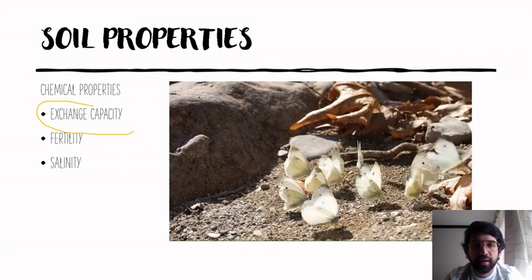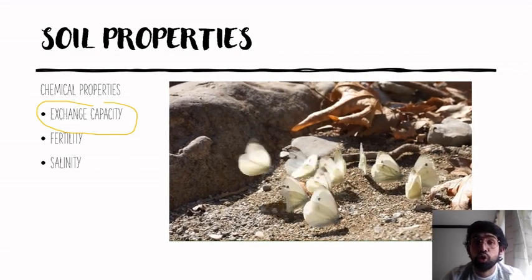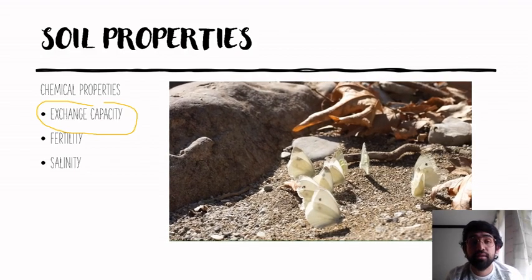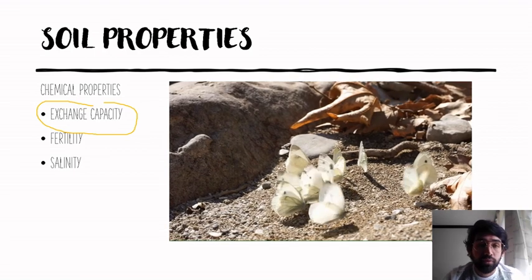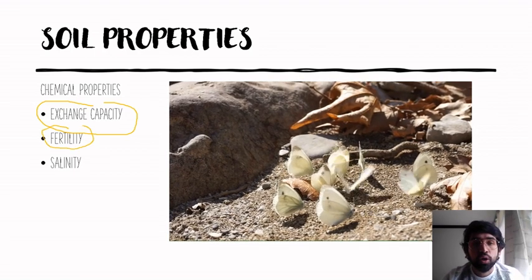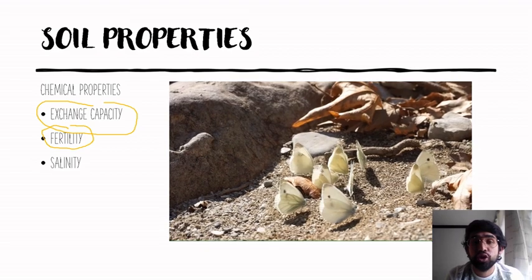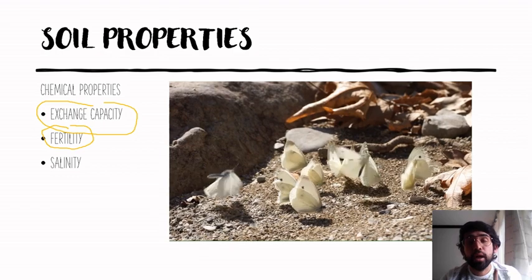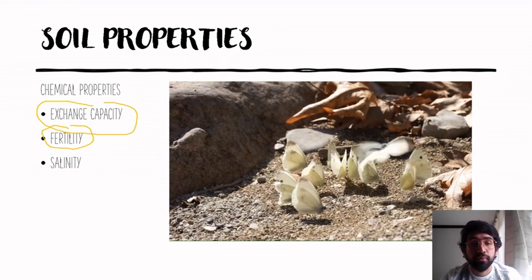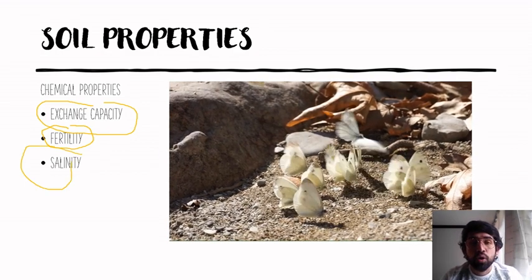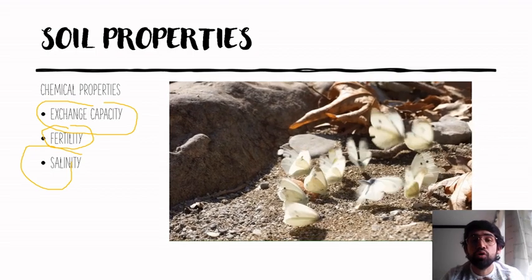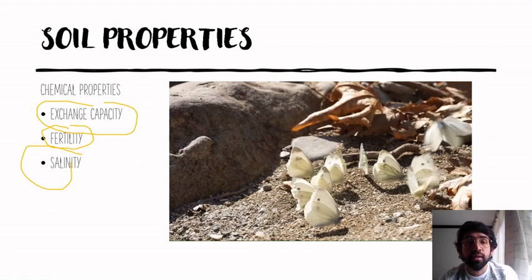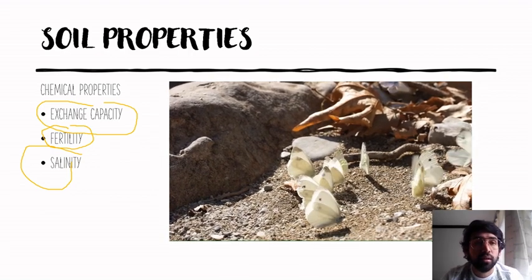The first chemical property is the exchange capacity. Exchange capacity is the soil's ability to transfer minerals and other substances to plants. Then we've got fertility, which corresponds to the presence of minerals that plants need to grow, like nitrogen, phosphorus, and sulfur. Then we got salinity, which is the amount of salt that soil contains. Okay, so those are the chemical properties.